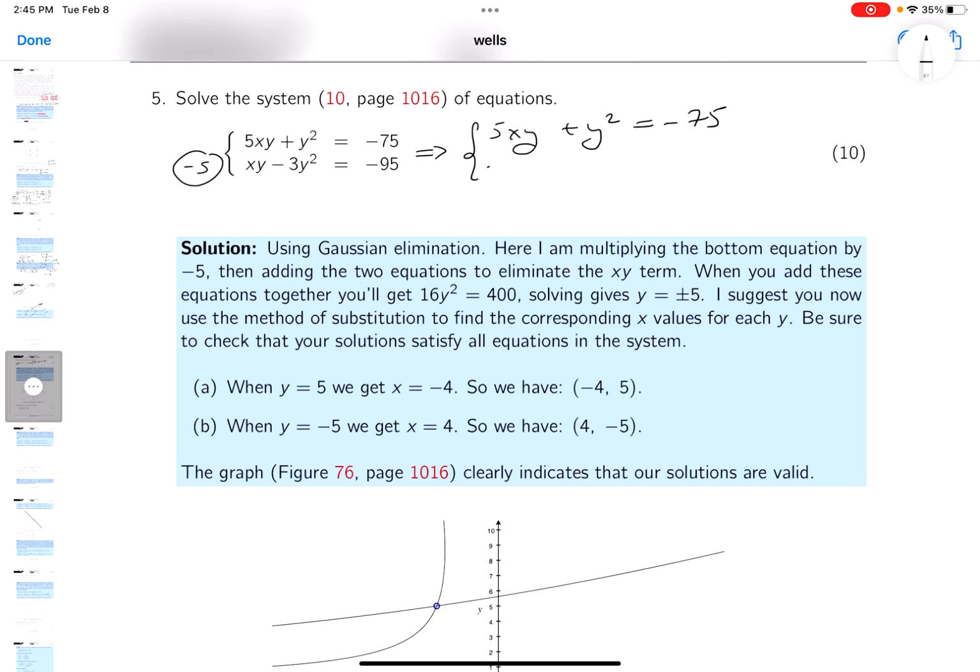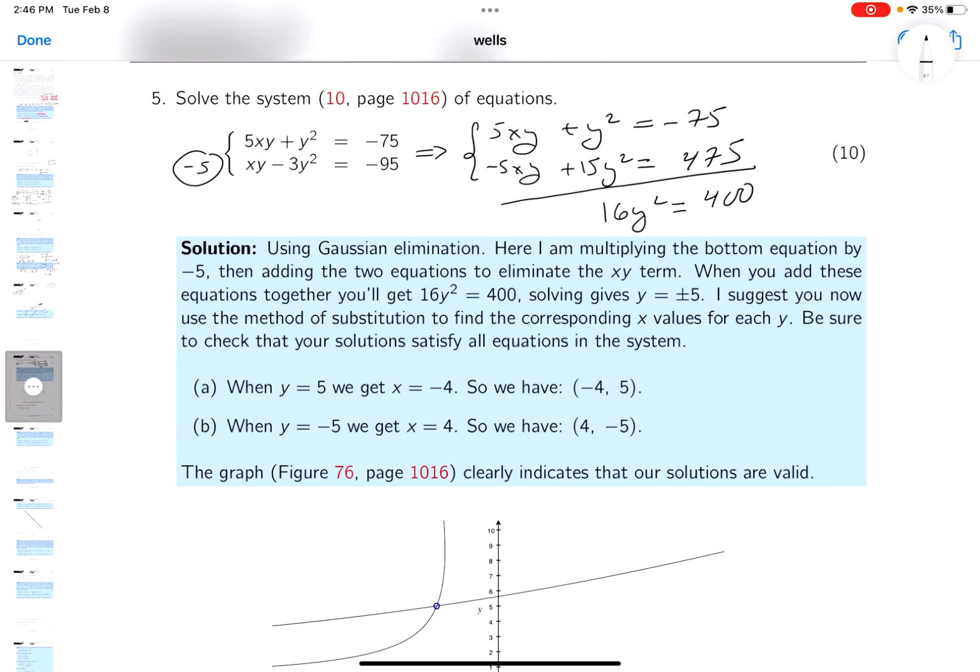And then you get minus 5xy plus 15y squared. Well, let's see, 450, 475, right? Let me just check that. 450 and 25, 475. Add these together. You're going to get 16y squared is equal to 400.